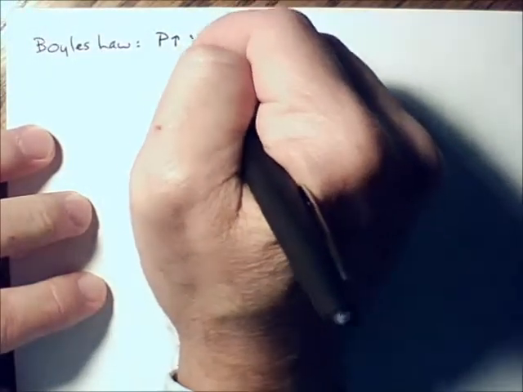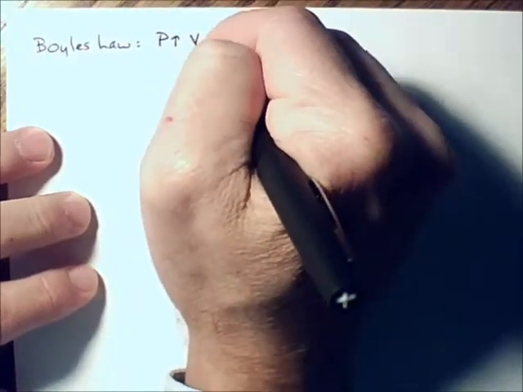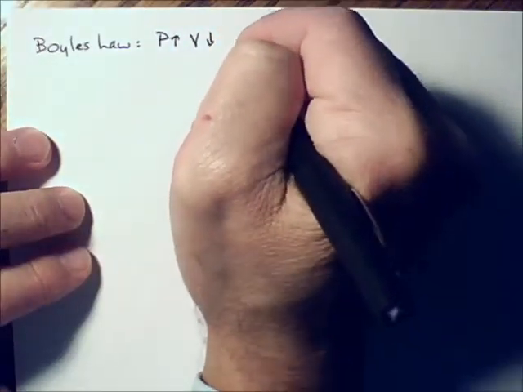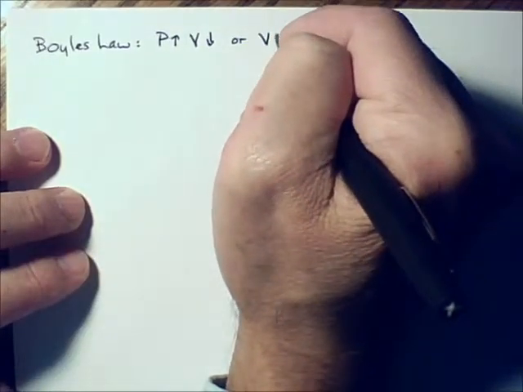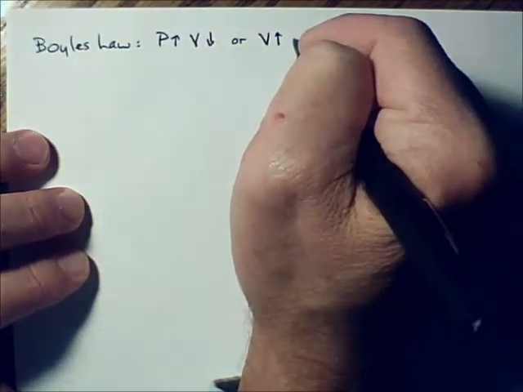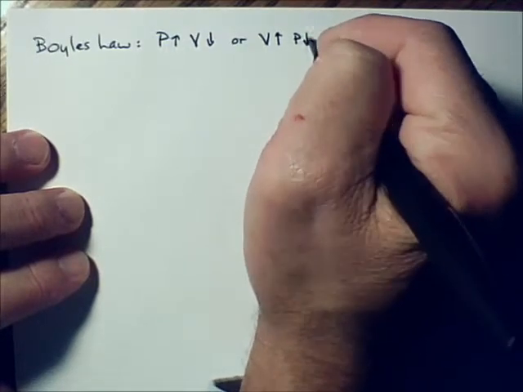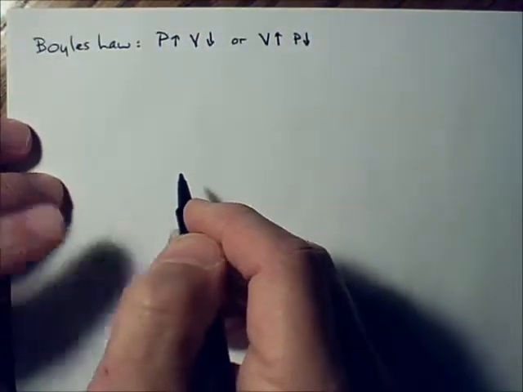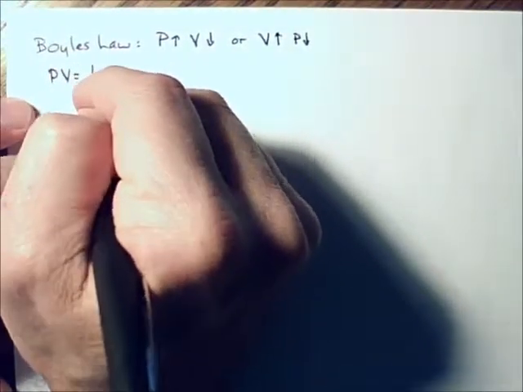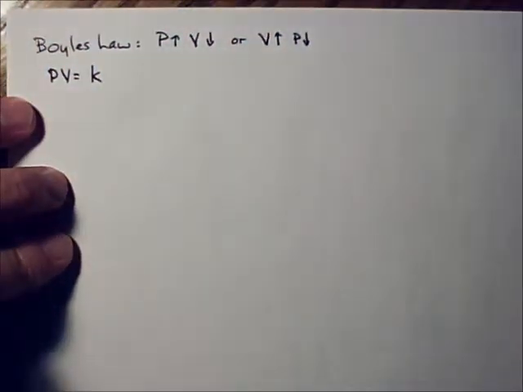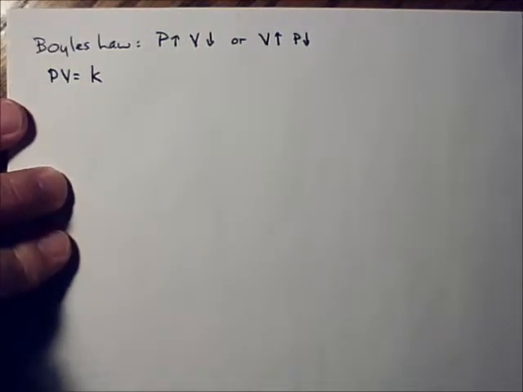All right, if pressure goes up, volume has to go down, or in the alternate situation, if volume goes up, then the pressure has to go down. Okay? Well, what that means in practical terms is that pressure times volume equals a constant. Because when you multiply them together, you get a constant.